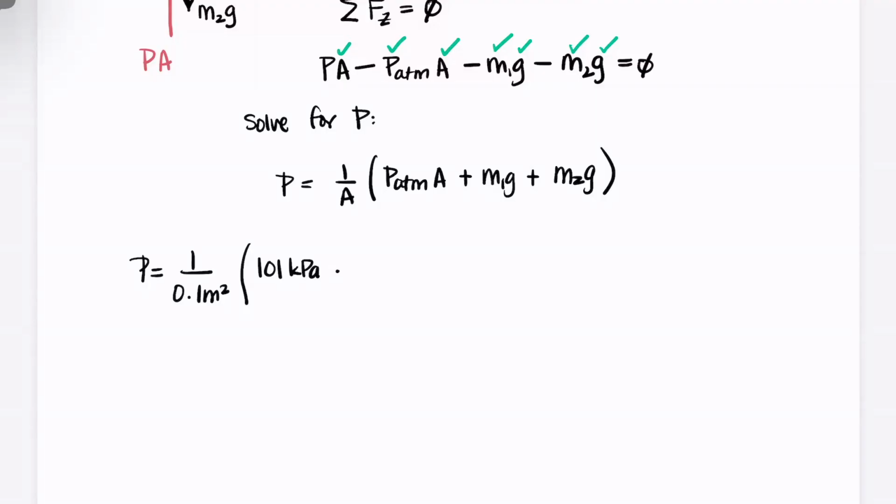So I have 1 kPa is equal to 1,000 pascals. And 1 Pascal is a Newton per meter squared. And 1 Newton is 1 kilogram meter per second squared. Okay, so what I have here is the following.